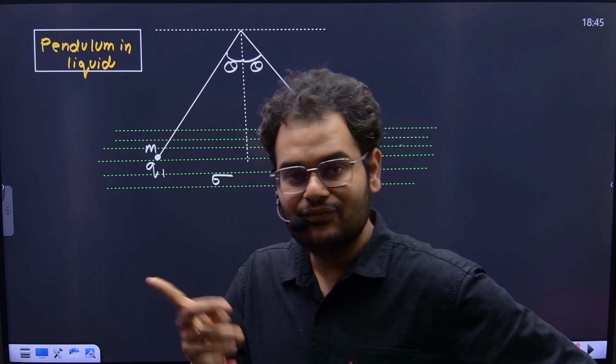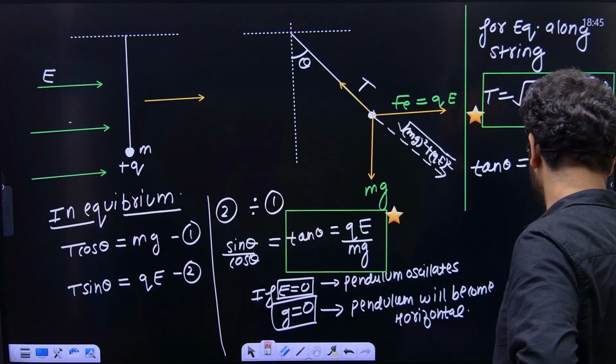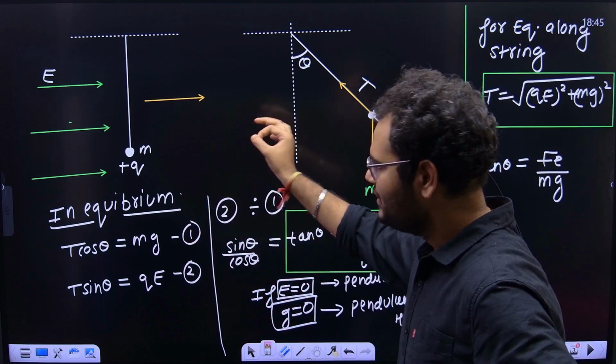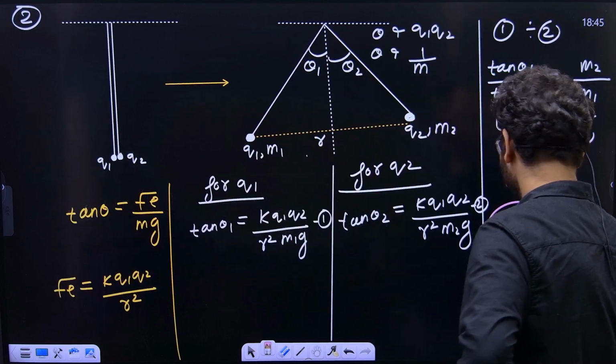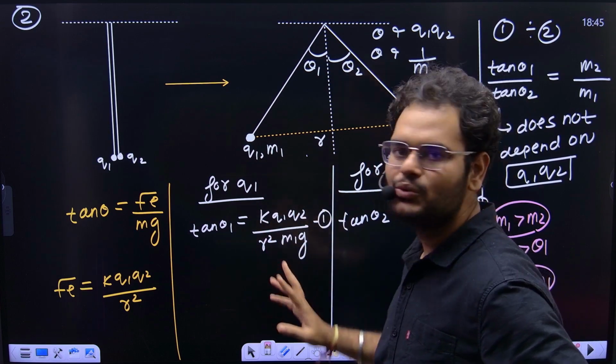This is the last condition. First, what we have seen: first a single pendulum was there and QE was the force, the system being in an electric field. Here, instead of electric field, we have brought another charge. So now the force is what? k q1 q2 upon r square.